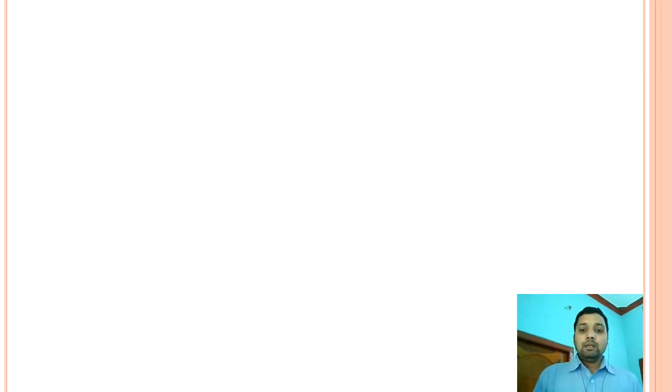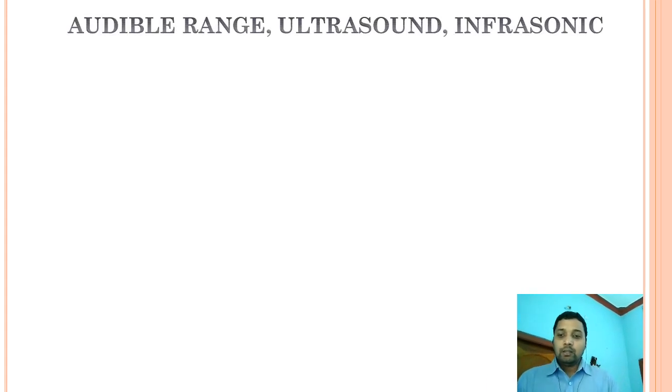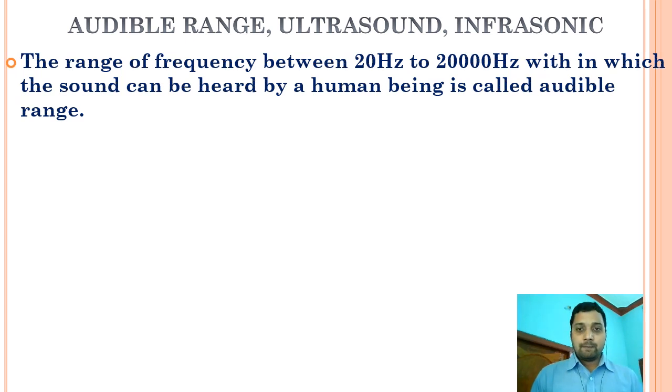Next, whenever we are taking the characteristics of sound, we can differentiate two sounds, but which sound will we be able to hear and which one will we not be able to hear? For human beings, the deciding factor is frequency. Here you can see audible range, ultrasound, and infrasonic. Audible range means what a human ear can hear. Our ear is sensitive to frequencies from 20 Hz to 20,000 Hz. It means in 1 second, a body vibrates from 20 times to 20,000 times, and we will be able to hear that sound.